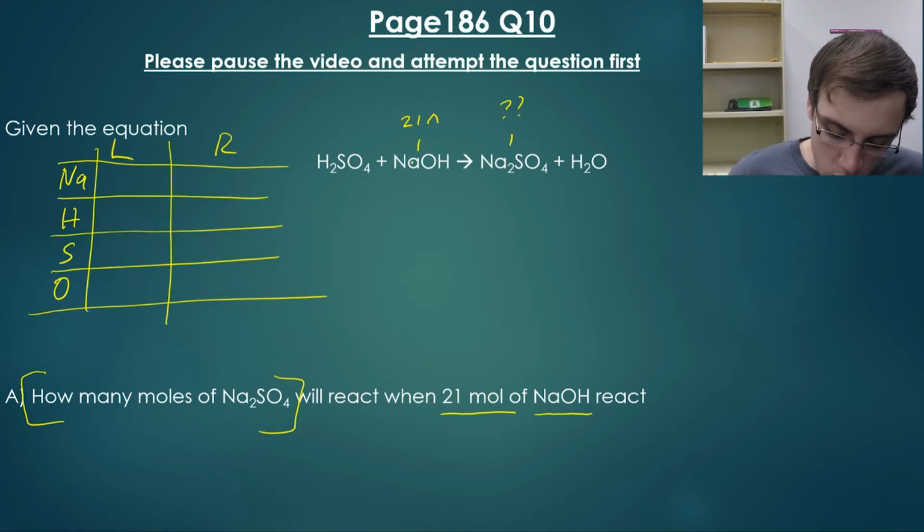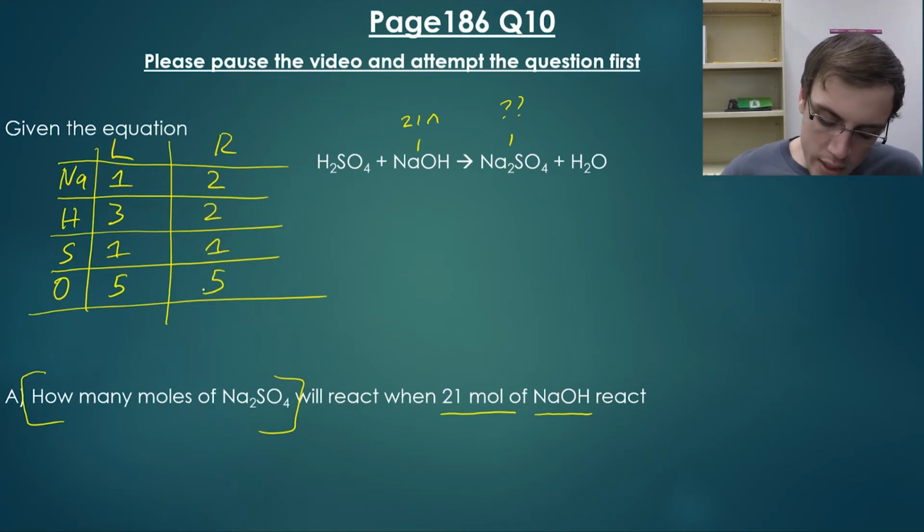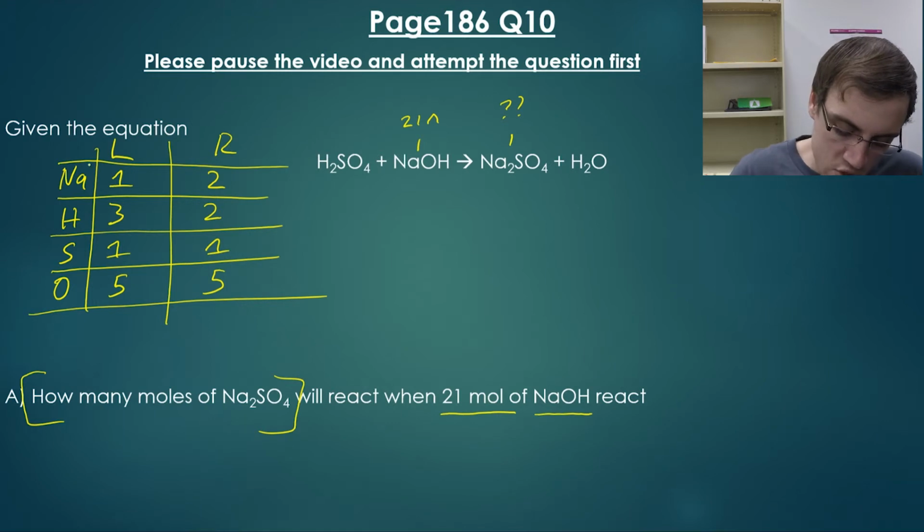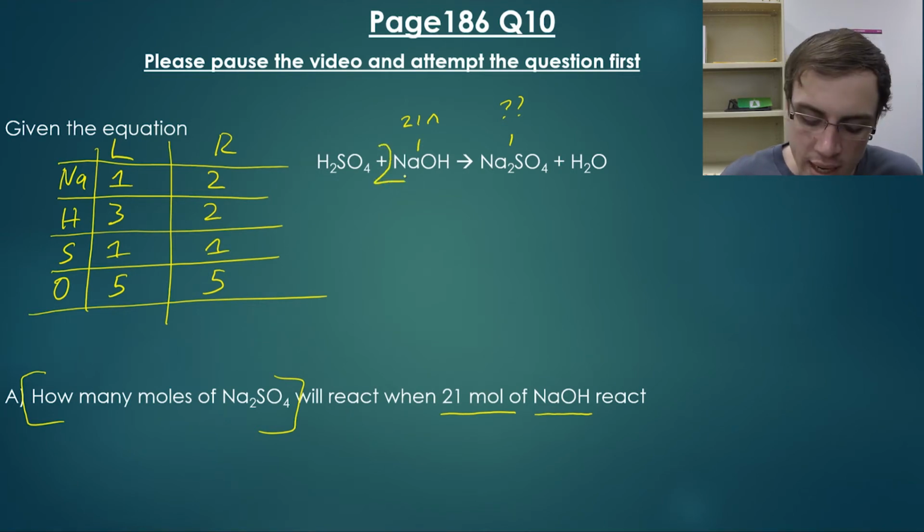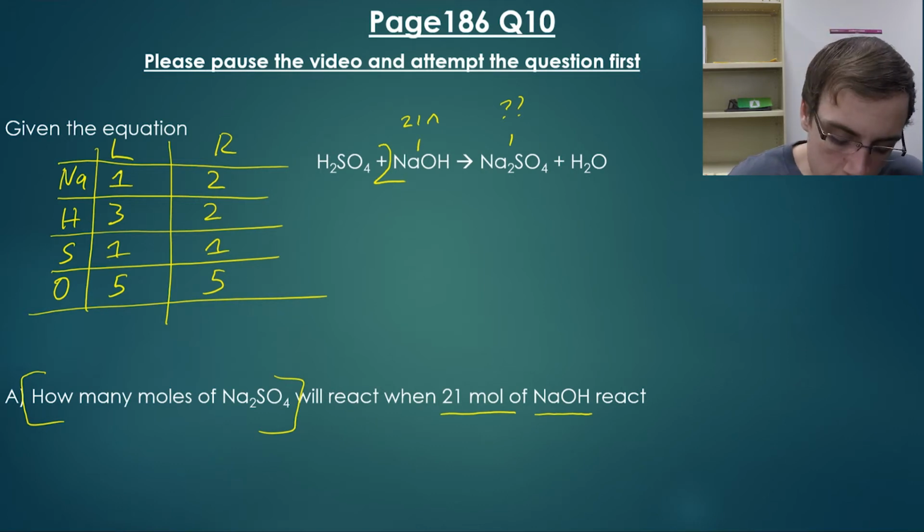So what we do is we draw up our table of all of our elements and we do a count. We look here, we've got 1 sodium, we have 1, 2, 3 hydrogens, we have 1 sulfur, and we have 4 and 1 is 5 oxygens. Now we look on the right-hand side. We can see our oxygens and our sulfurs are balanced, which is great, but our sodiums aren't. So how I'm going to fix that at first is I'm going to place a 2 here.